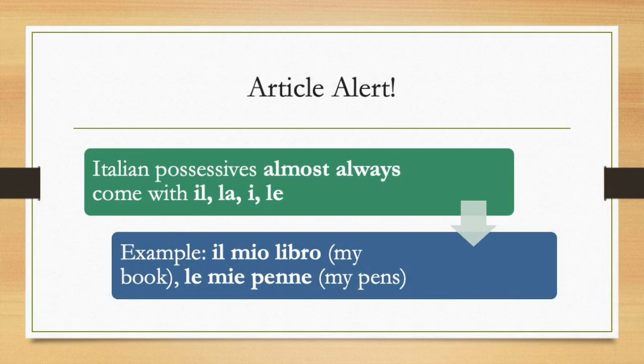Now, here is something that surprises English speakers. Italian possessives almost always come with a definite article. That's the il, la, i, or le in front. So you say il mio libro, literally, the my book, but it just means my book. The article agrees with the object possessed, as does the possessive, so it is always il mio, la mia, i tuoi, le tue, and so on.